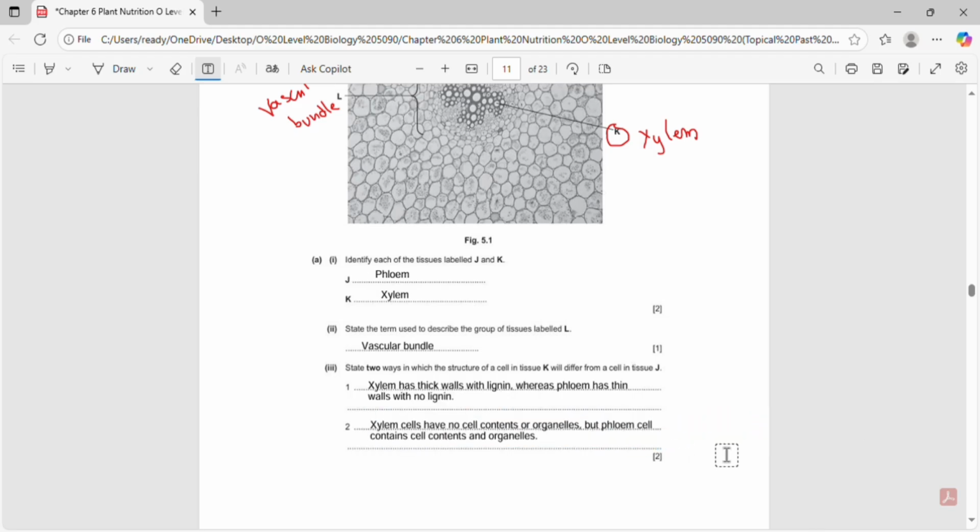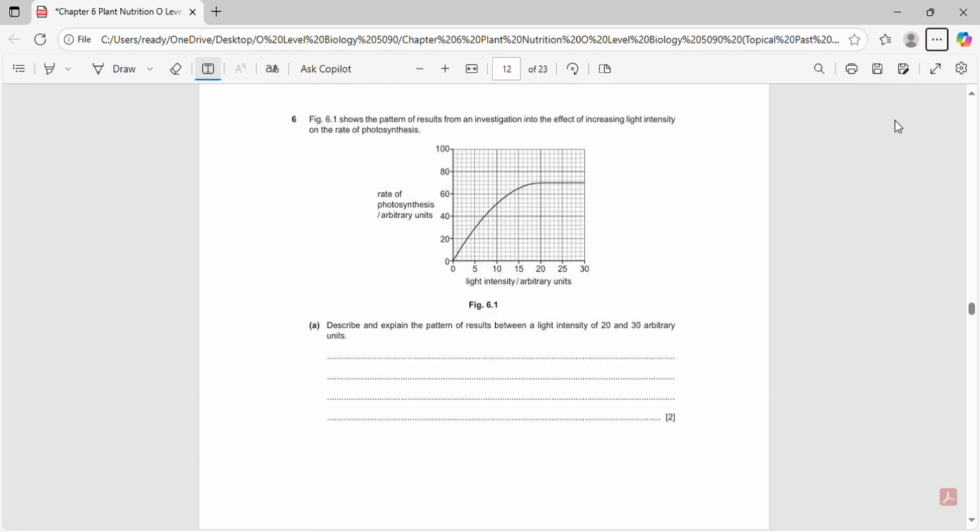We will explore all of this in much more detail when we properly study chapter 7, so do not worry for now. Just make sure you understand the basic difference between xylem and phloem at this stage. Alright, now moving on to the next question.